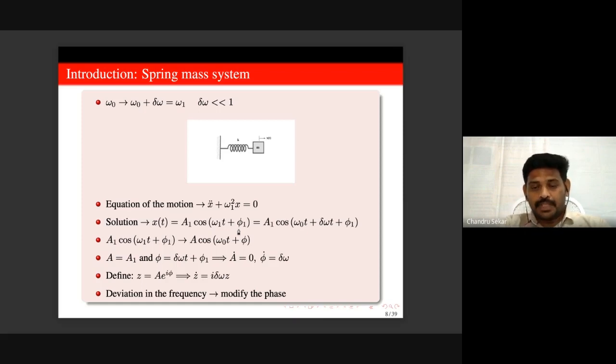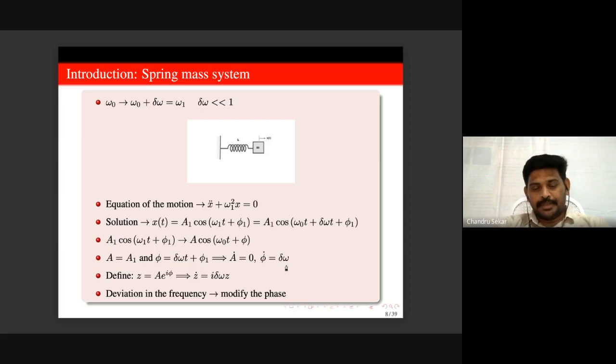Interestingly, this perturbed solution can also be written in terms of the unperturbed solution that we derived previously. With a change of variables, simply change a to a1, and I define phi as delta omega t plus phi 1. The equations of motion for a and phi become a dot equal to 0 and phi dot equal to delta omega. Previously a dot equal to 0 and phi dot equal to 0, but here a dot equal to 0 and phi dot equal to delta omega.